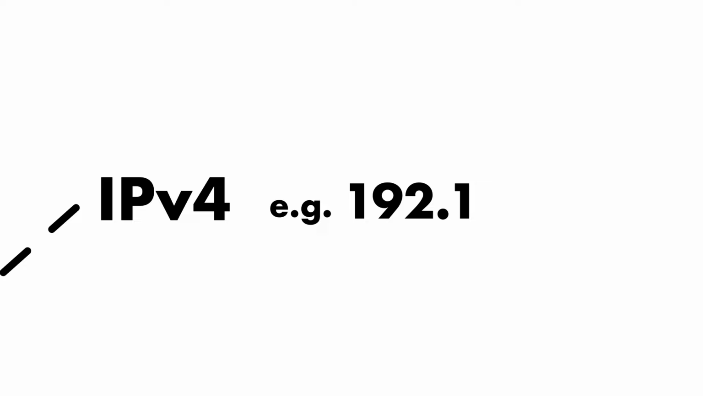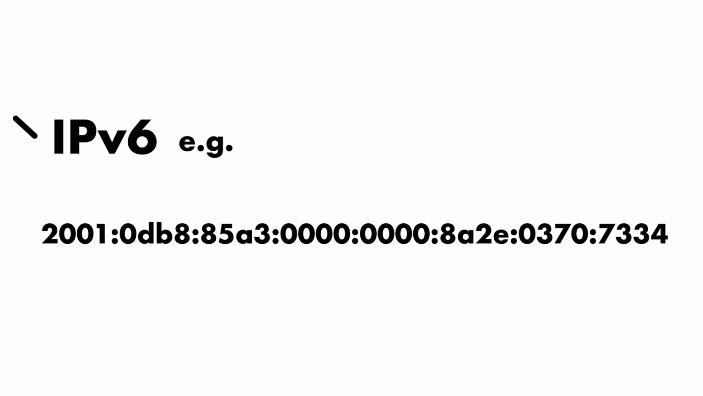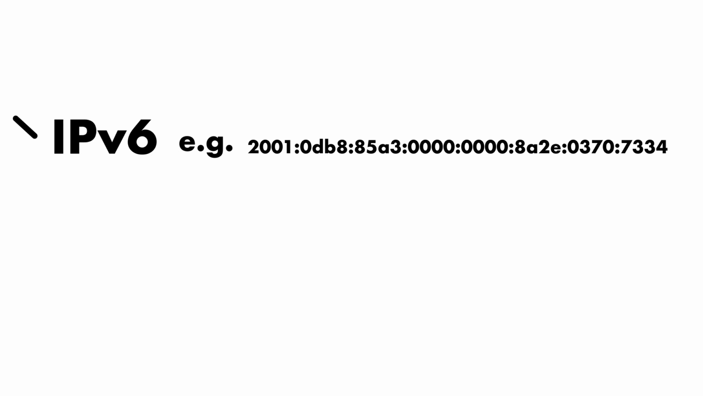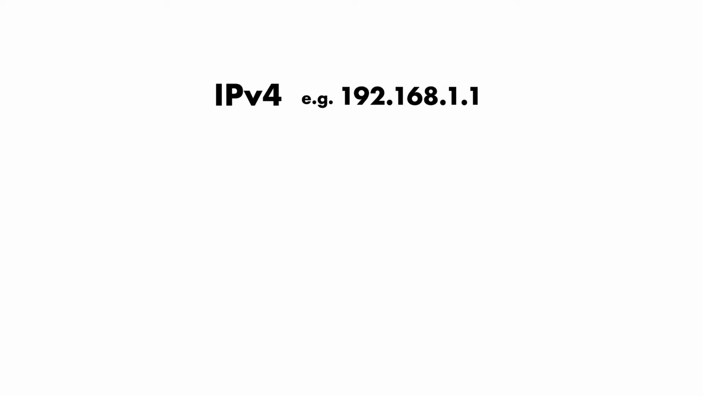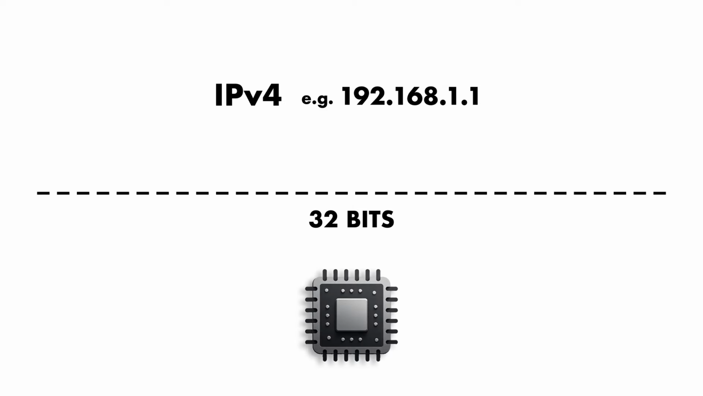Actually, IP addresses come in 2 versions, IPv4 and IPv6. Something like 192.168.1.1 is an IPv4 address, short for Internet Protocol version 4. And this longer, uglier one, that is IPv6. Technically, every IPv4 address is made up of 32 bits. A bit is the smallest unit of data in computing. It can be either a 0 or a 1.